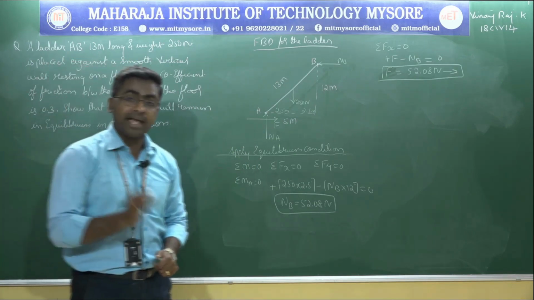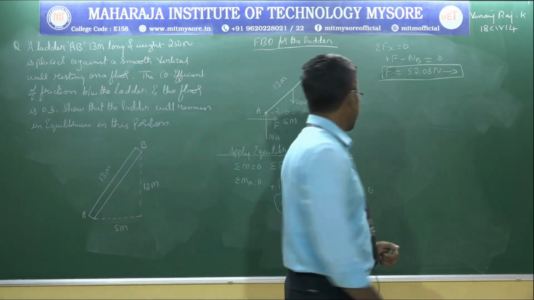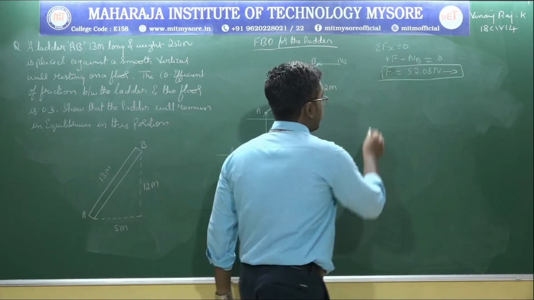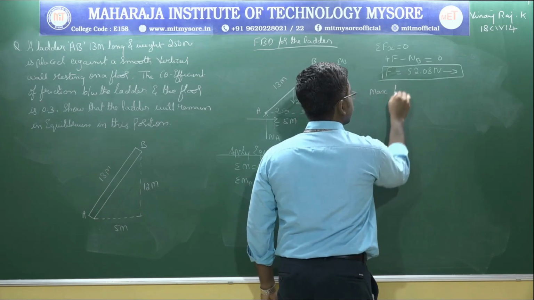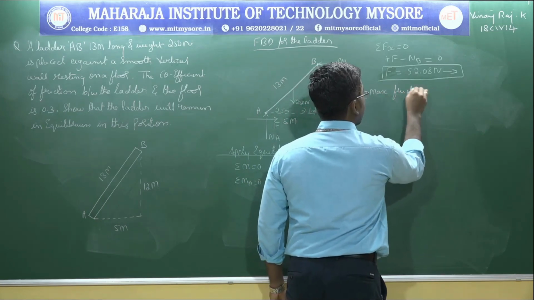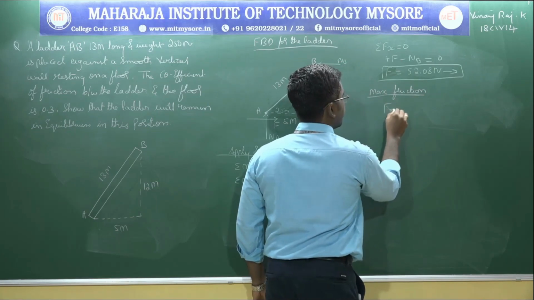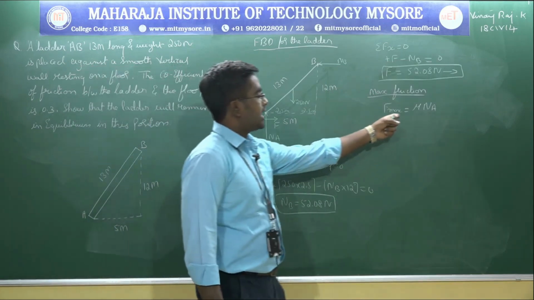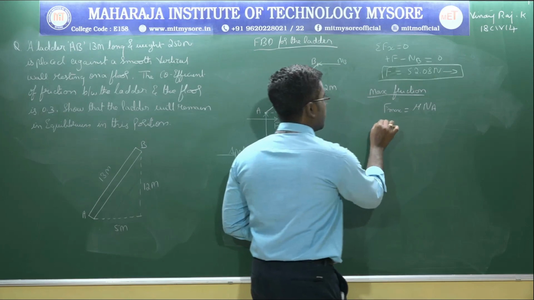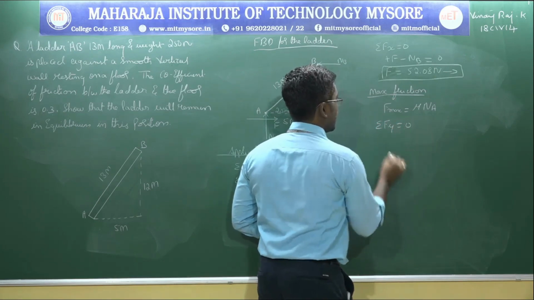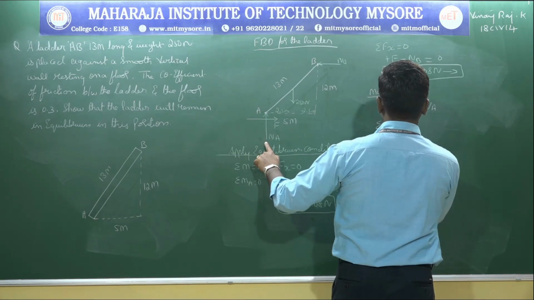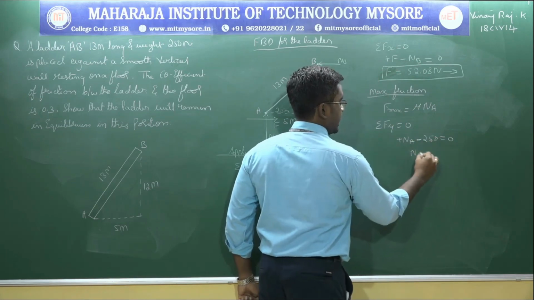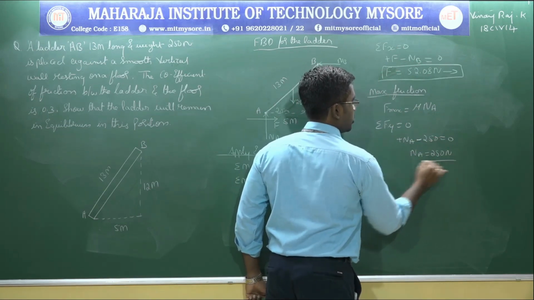If you want to find out the maximum friction between the floor and the ladder, you can find that also, right? To find the maximum friction, that will be mu times NA. Now I need to calculate what is the NA value first. For that I need to apply one more condition, summation of Fy is equal to 0, and here it is plus NA minus 250 is equal to 0, and NA is equal to 250 Newton.